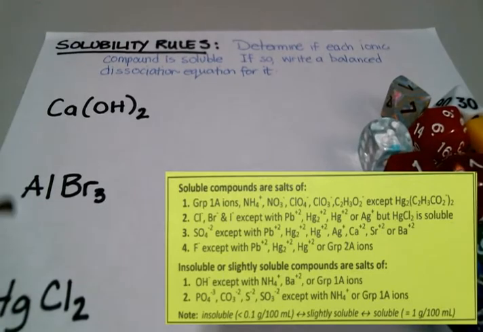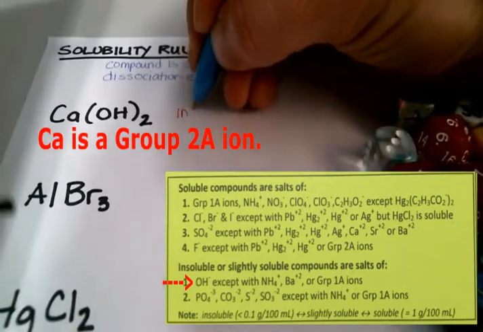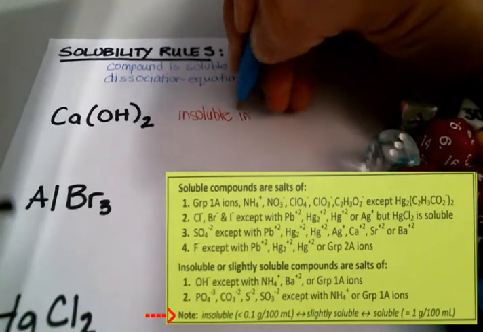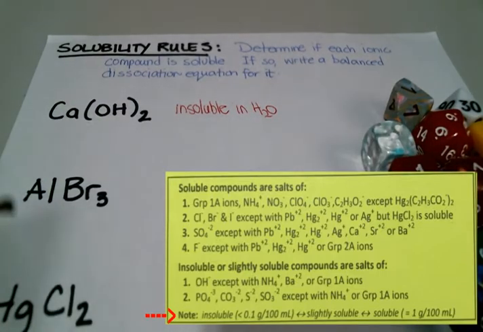So the first compound we have on there is calcium hydroxide. The minute I see hydroxide in there, you can see the first rule under insoluble compounds includes hydroxide. Hydroxide is insoluble unless it's with ammonium, barium, or a group 1A ion. And calcium is not ammonium, barium, or a group 1A ion. So this is actually an insoluble salt, and you wouldn't be able to dissolve this in water. Or you would be able to dissolve it, but at such a small amount that it would be nearly undetectable in water.